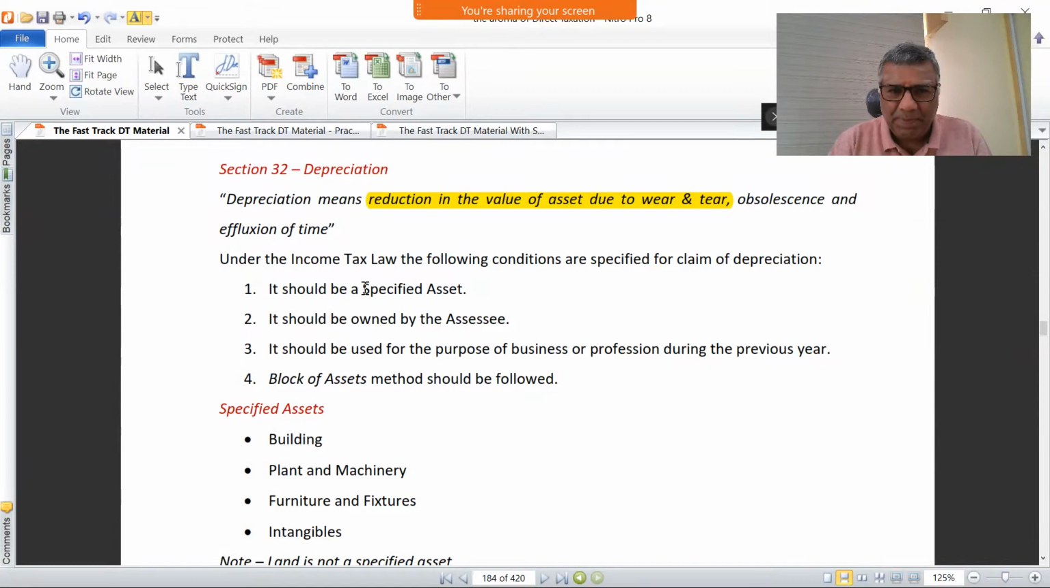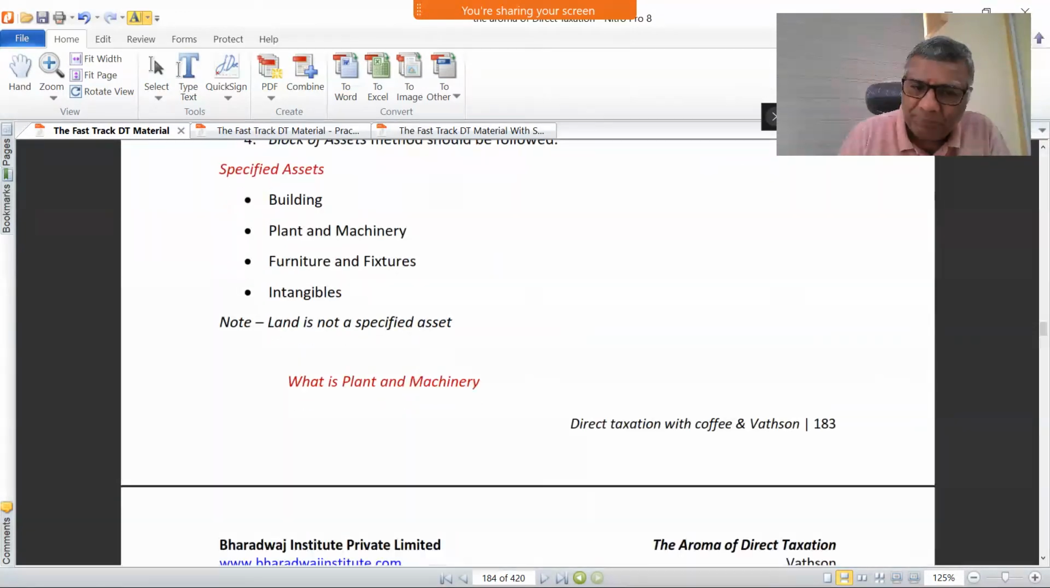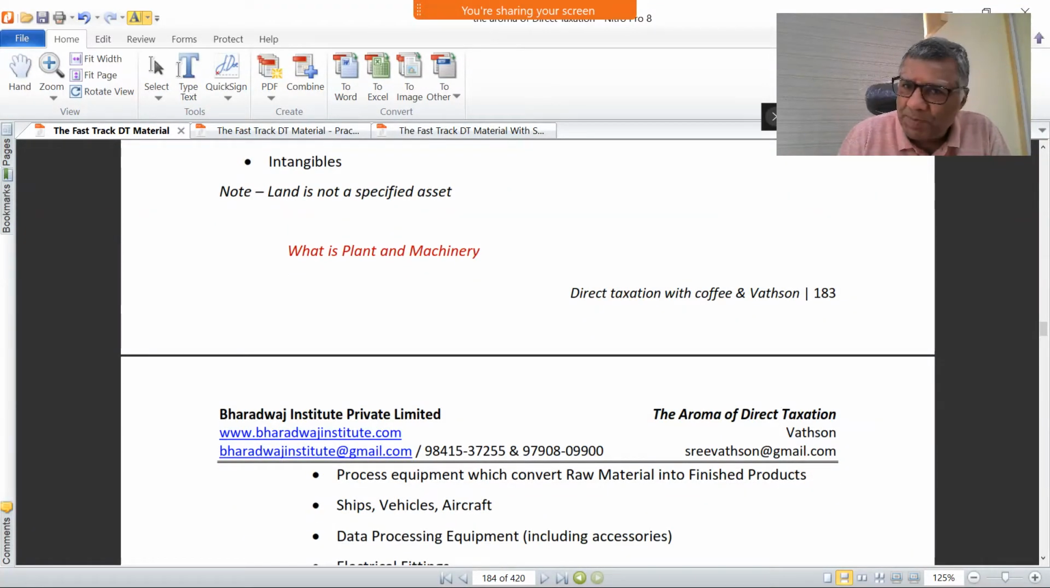It should be a specified asset. In income tax law, specified assets are building, plant and machinery, furniture, fixtures, intangibles. Repeat with me: building, plant and machinery, furniture, fixtures, intangible. Land is not a specified asset, no depreciation. Sir, where are vehicles? Where are computers and all? In the Income Tax Act, they are known as plant.